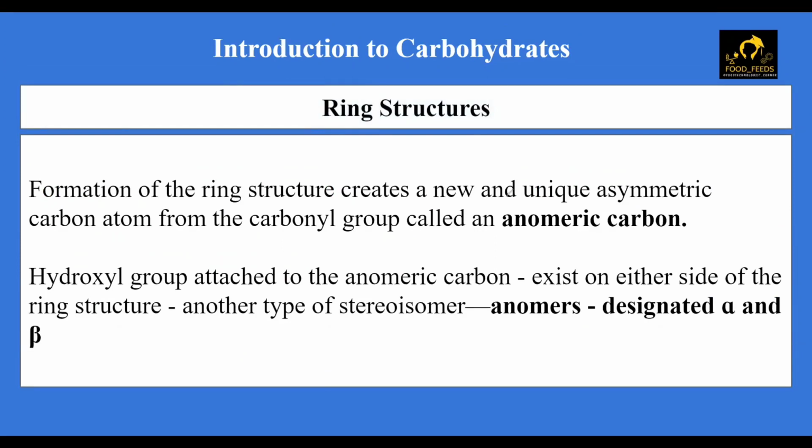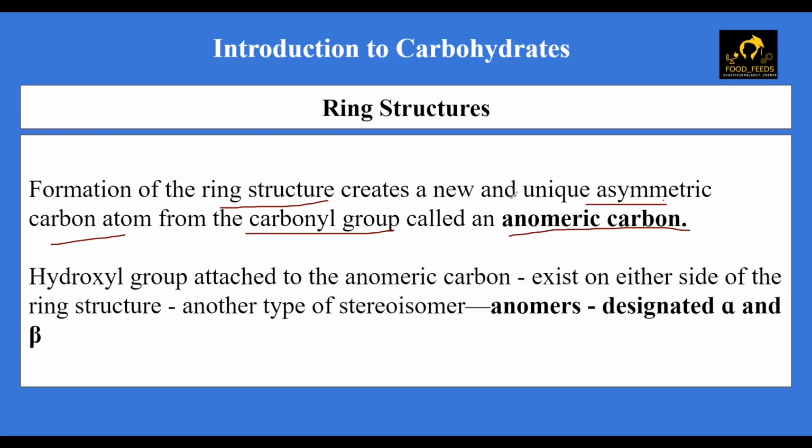As we know, in the case of the open chain structure, we have an asymmetric carbon atom. Similarly, in the case of the ring structure, there is a unique asymmetric carbon atom which arises from the carbonyl group, and it is termed the anomeric carbon. So anomeric carbon and asymmetric carbon are the same. Asymmetric carbon is the term for the one present in the open chain structure, whereas anomeric is the term used in the case of the ring structure.